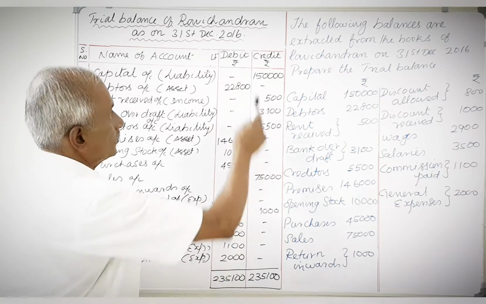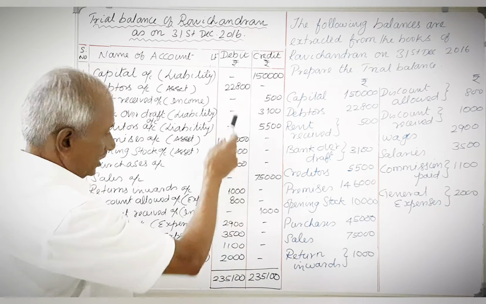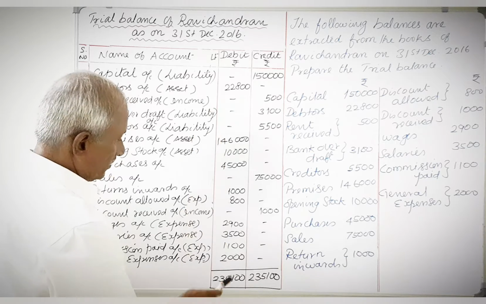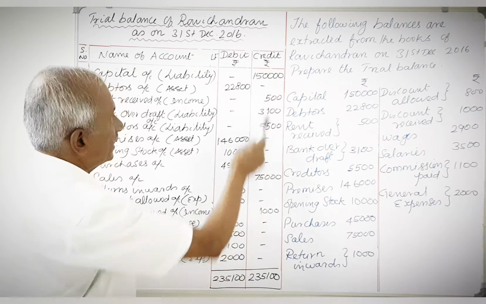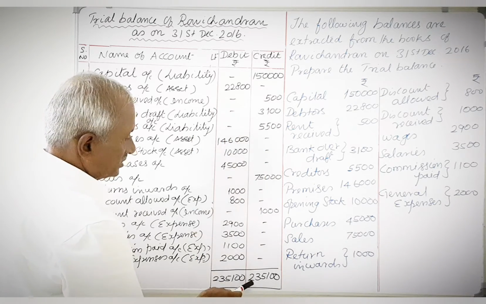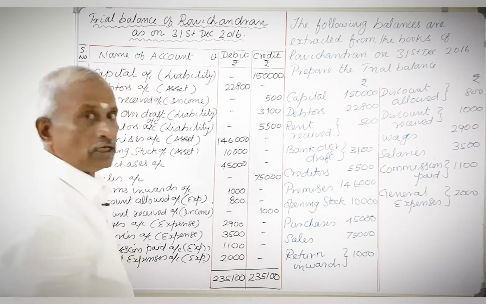So let us find out the total of both sides. It agrees. The total of the debit side is 2,35,100 and the total of credit side also 2,35,100.